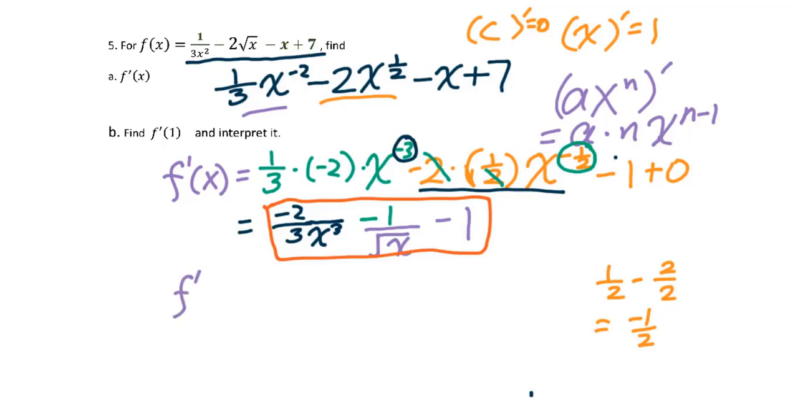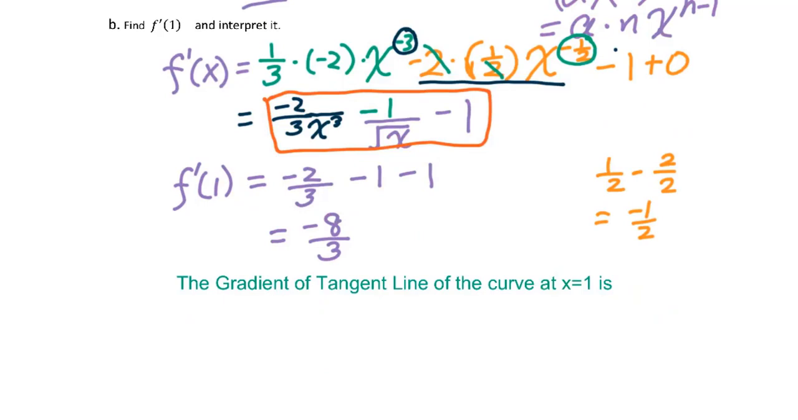Then we need to figure out f prime of 1. We substitute 1 into this derivative function. You will get the negative 2 over 3. 1 to the third power is 1. Then minus 1 over 1. That's just a minus 1. Then minus 1. So you will get negative 8 over 3. How to interpret this value? You will see the gradient of a tangent line of the curve at x equals 1 is negative 8 over 3.